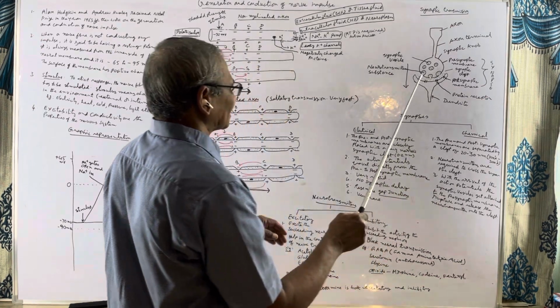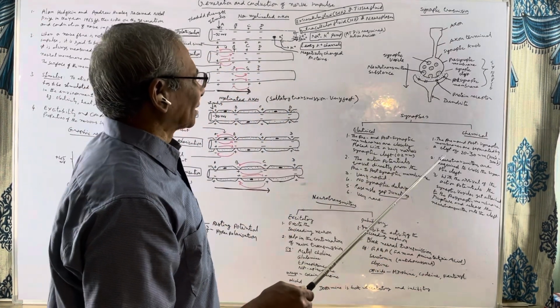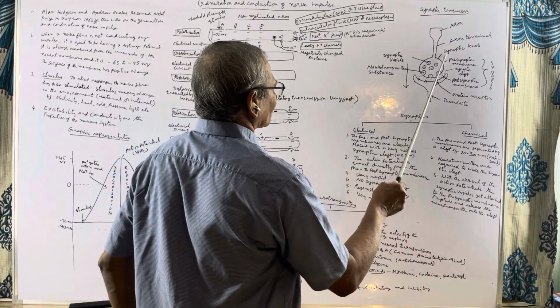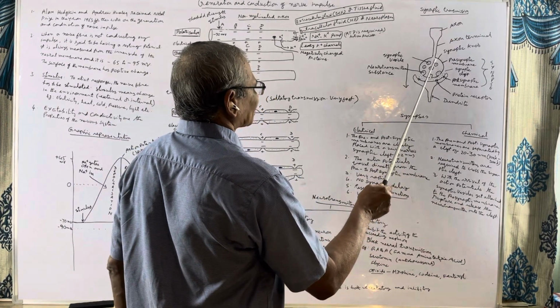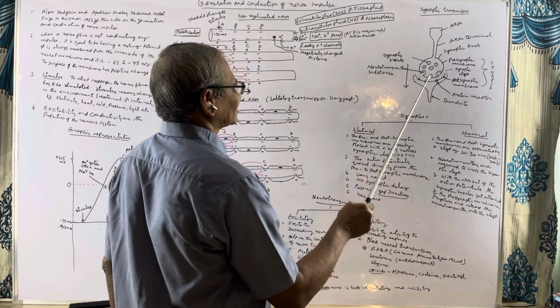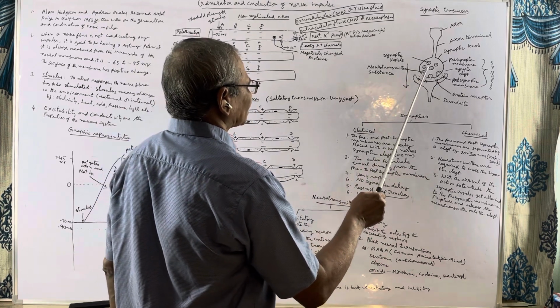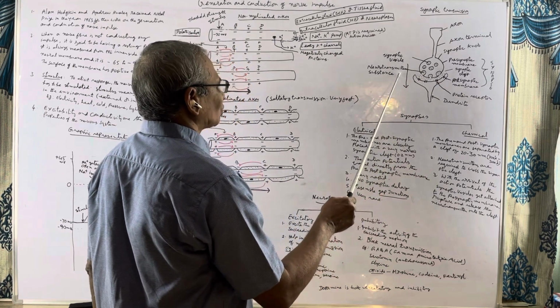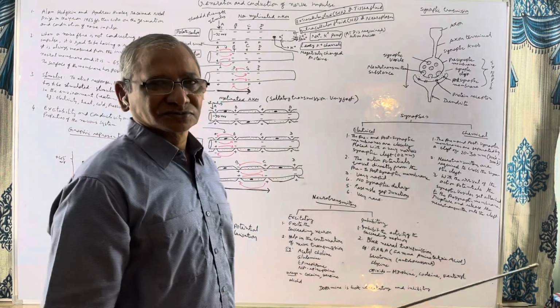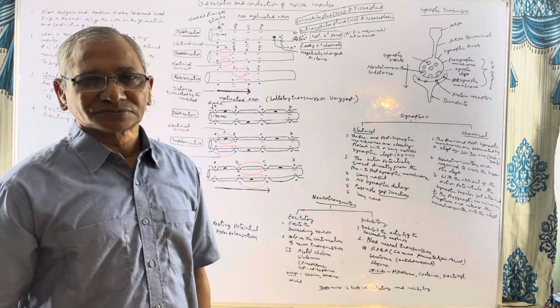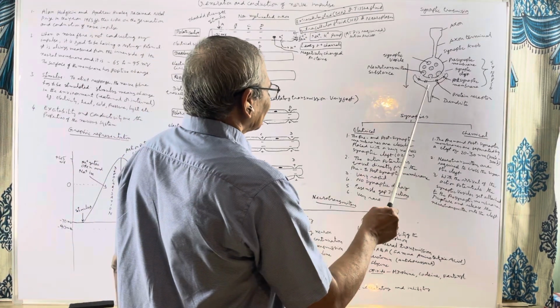The axon terminals swell into button-like structures known as synaptic knobs. Inside the synaptic knobs, there are synaptic vesicles. Inside the synaptic vesicles, there is a chemical substance known as neurotransmitter. This is the synapse.